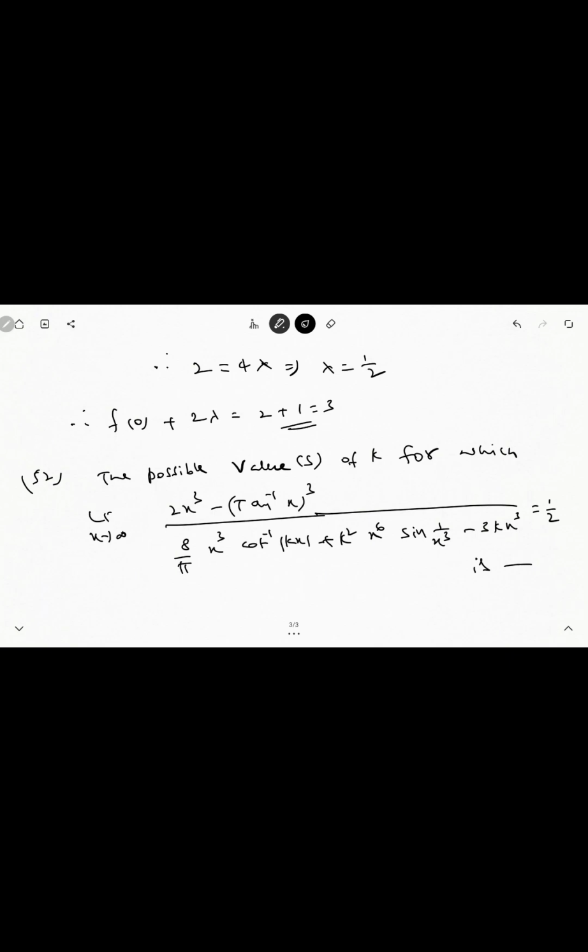Next one, 52nd one. The possible values of k for which the limit as x tends to infinity of (2x cube minus arc tan x whole cube) by (8 by pi x cube cot inverse mod kx plus k square into x to the power of 6 sin of 1 by x cube minus 3k x cube) is equal to 1 by 2, or otherwise the number of values of k.